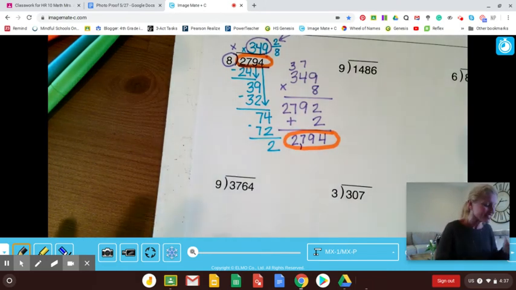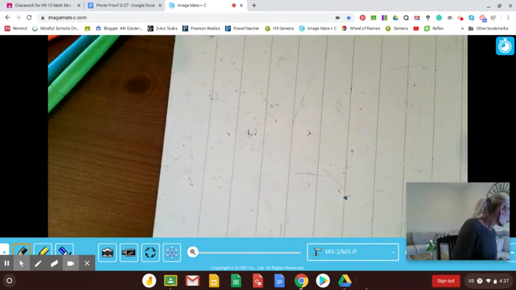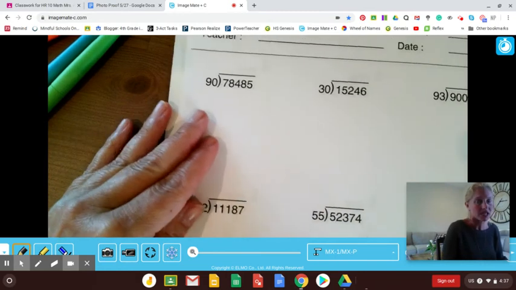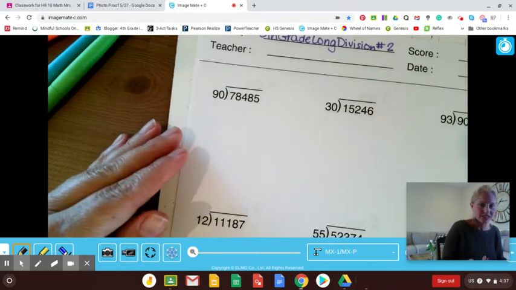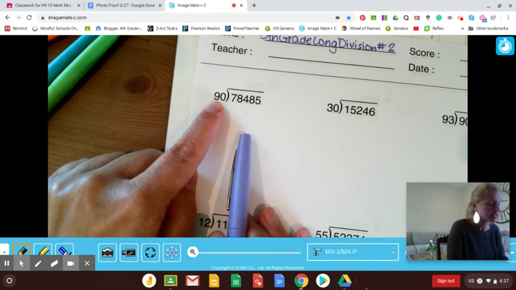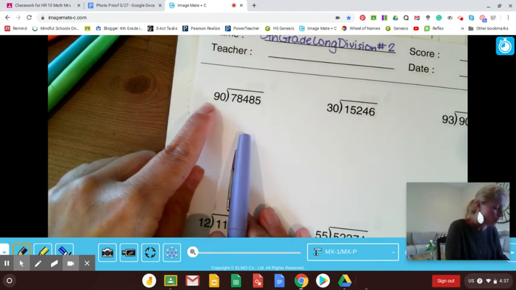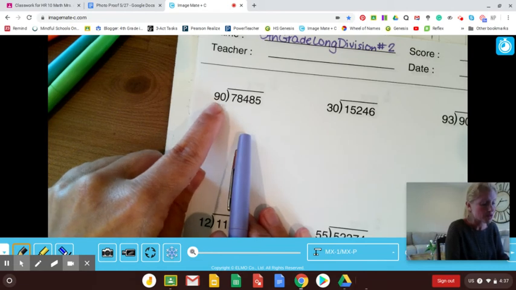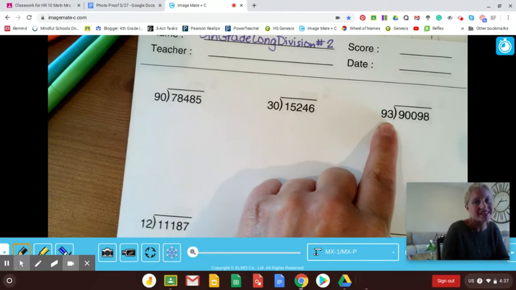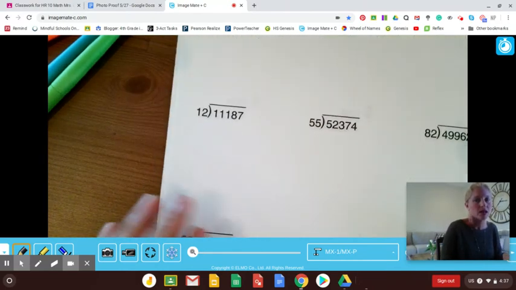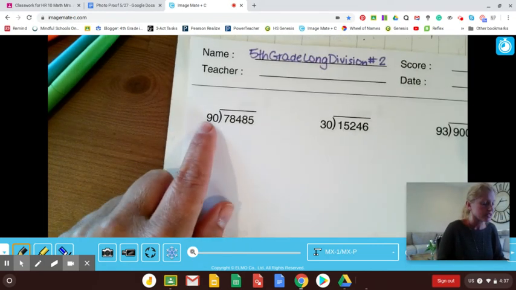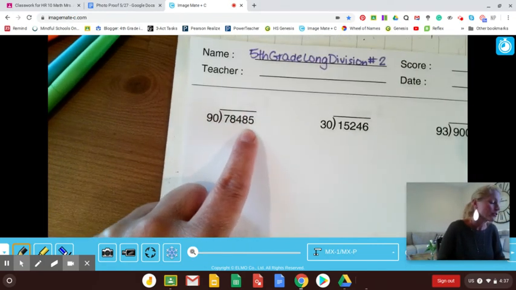All right, now let's try the 5th grade. So 5th grade long division is the same exact thing as 4th grade long division. The only difference is that we have a 2-digit divisor. So instead of just having an 8 or a 9 or a 3, it's a bigger number, right? Like this one is 90. This one is 30. This one is 93, right? Those are big divisors. So we are going to use these to go into a bigger dividend.